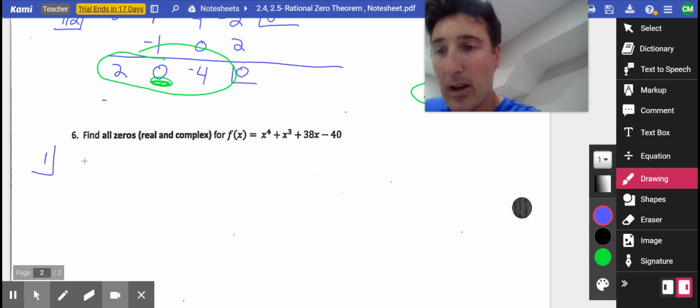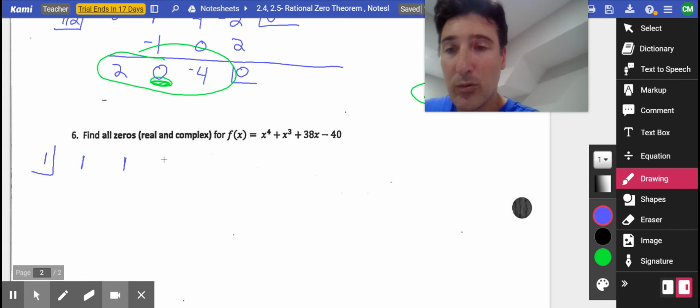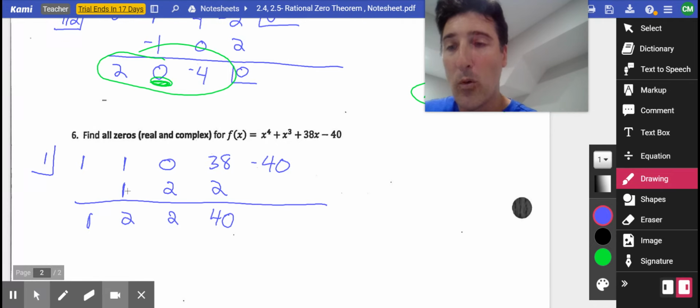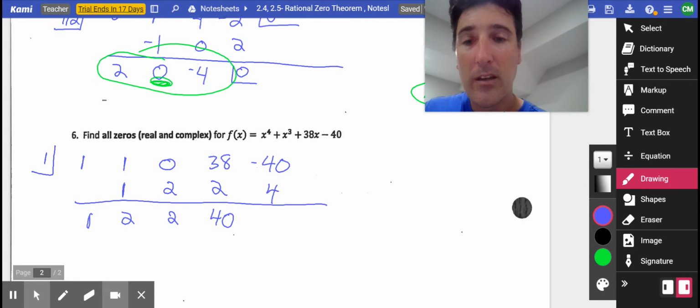Let's put this in. So 1x to the 4th, 1x cubed. Now there's no x squared, so don't forget the 0. It's a common mistake. 38x, and then negative 40. Let's bring down the 1. 1 times 1 is 1. Add here, we get 2. 2 times 1 is 2. 0 plus 2 is 2. 2 times 1, we get 2. Add 38 and 2, we get 40. You see it works. 40 times 1 is 40. So we add these, our remainder is 0.